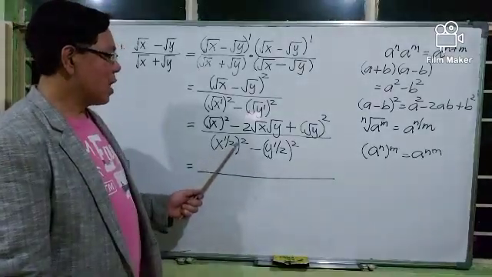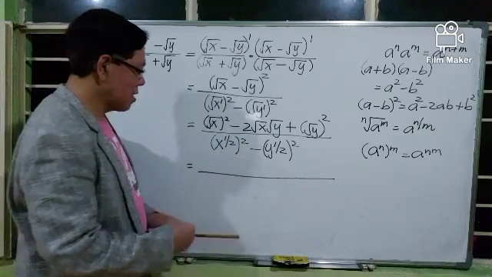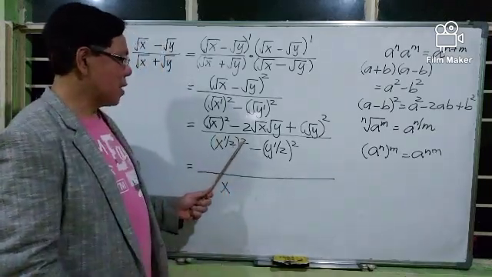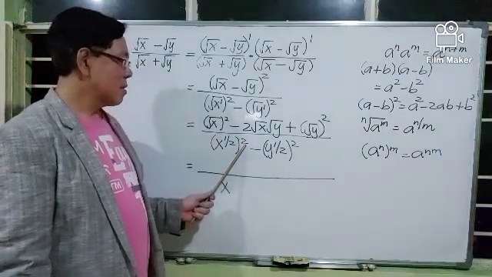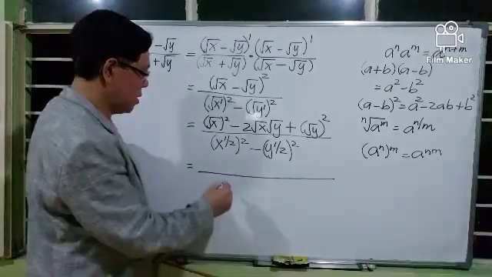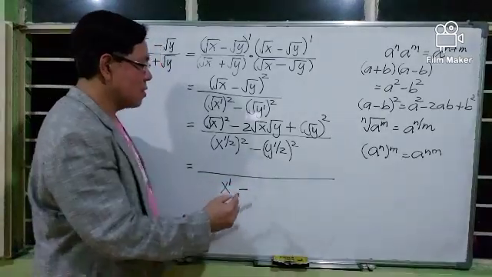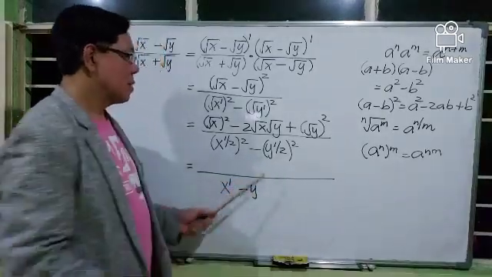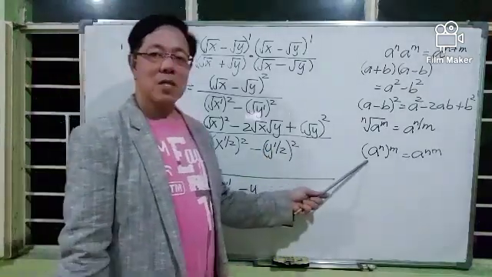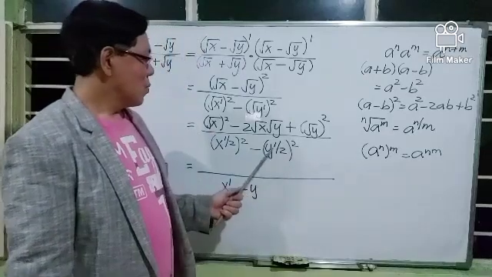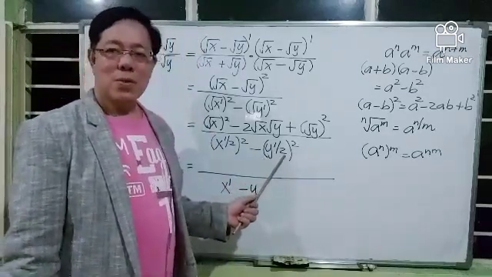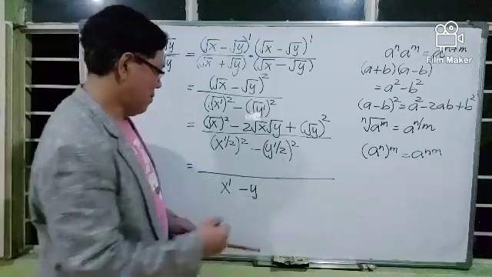We multiply 1/2 by 2, so x is raised to 1 multiplied by 2 is 2 divided by 2. 2 divided by 2 is 1. Minus y, 1/2 multiplied by 2 by this property of exponent. 1 multiplied by 2 is 2 divided by 2. 2 divided by 2 is 1.